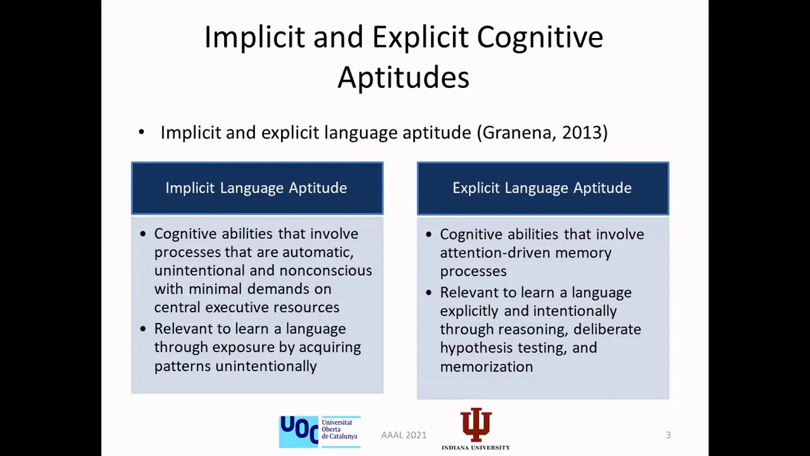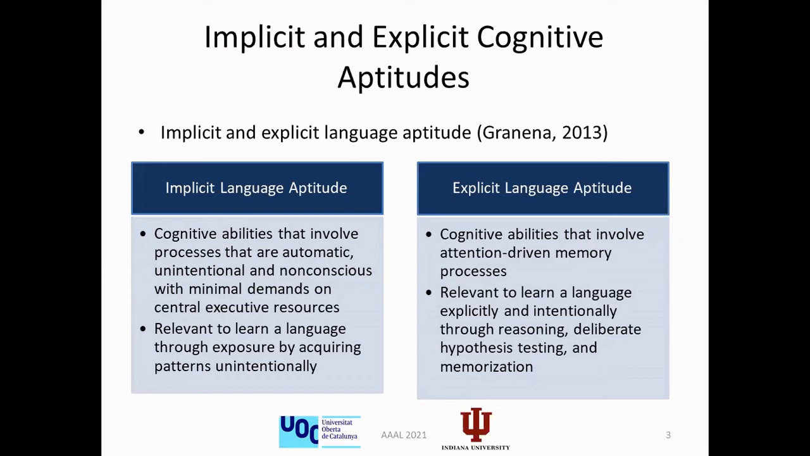Implicit language aptitude includes cognitive abilities that involve cognitive processes labeled in the literature as automatic, associative, sensitive to statistical covariation, non-conscious, and unintentional. They place minimal demands on the central executive and are relevant to learn a language through exposure by acquiring patterns unintentionally. Explicit language aptitude, on the other hand, includes cognitive abilities that involve attention-driven memory processes and that are relevant to learn a language explicitly and intentionally through reasoning, deliberate hypothesis testing, and memorization.